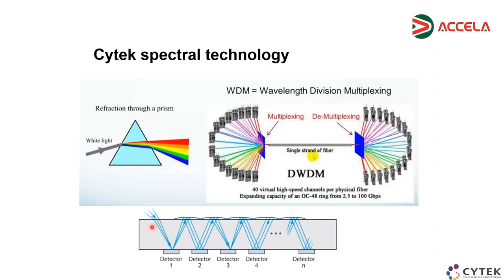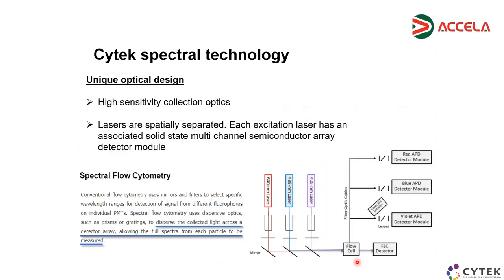And you can imagine that here is your incoming fiber optic with different wavelengths, and then the respective wavelength is split across different detectors depending on the module, whether it's violet, blue, yellow, green, or UV, depending on the lasers of interest. Here you can see a schematic representation of our three laser instrument.